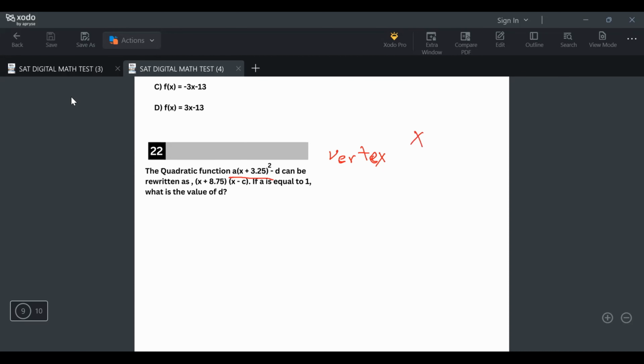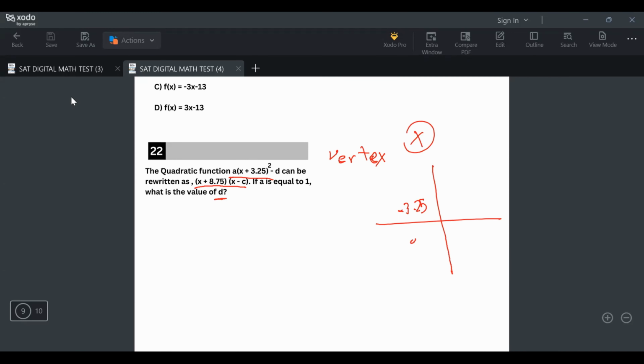And he gave us a condition: if a is equal to 1, what is the value of d? So you should know one piece of information that's crucial to solve this question. At the vertex point, this one here, there is an axis of symmetry. Let's assume that this is the vertex point. We don't know yet. And this will be the shape of our parabola.